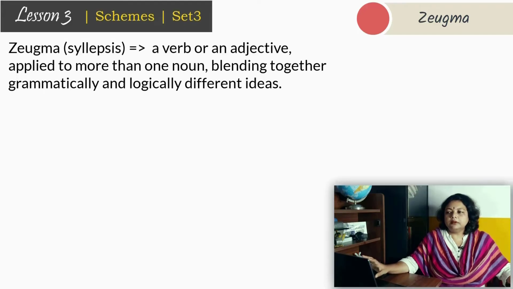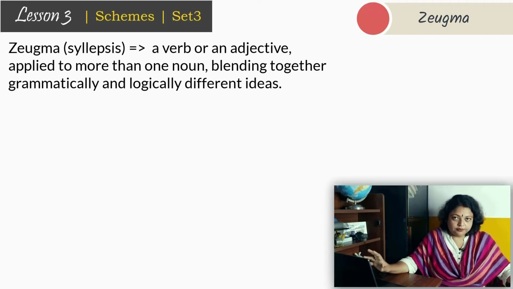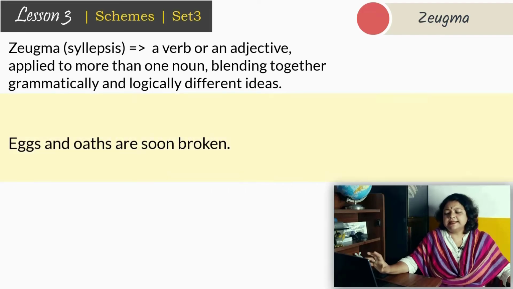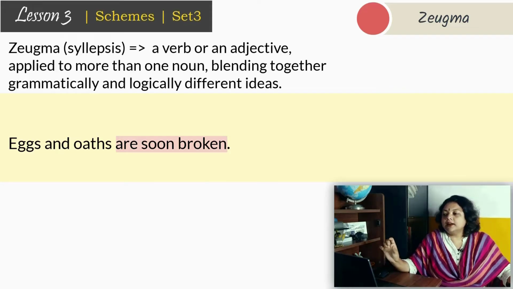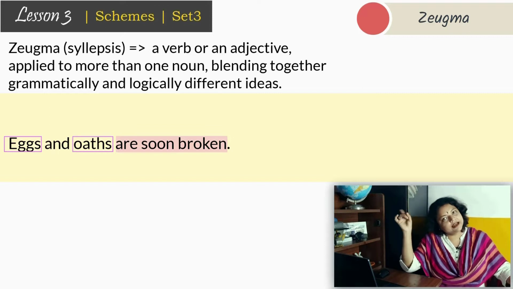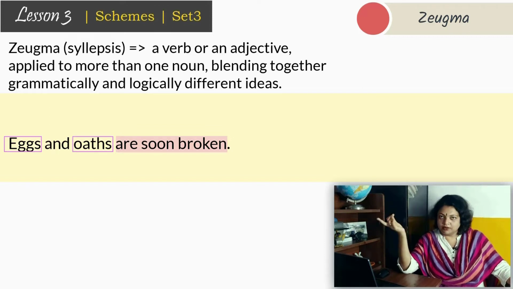Zeugma can play with the grammar of a sentence, or it can play with the meaning of things in a sentence. For example, if I say something like "eggs and oaths are soon broken," what is the verb here? The verb is "are broken," right? And it is linked to eggs and oaths. Eggs are broken, oaths are also broken.